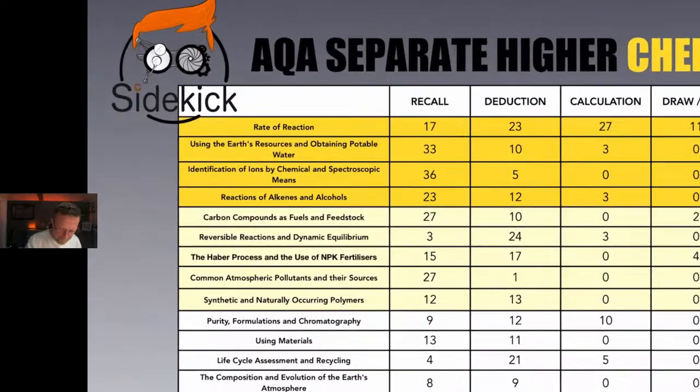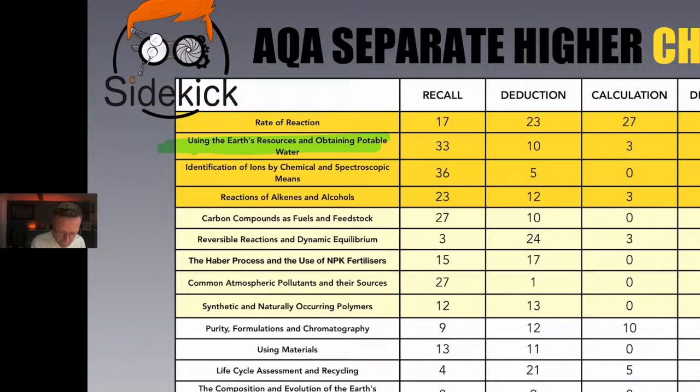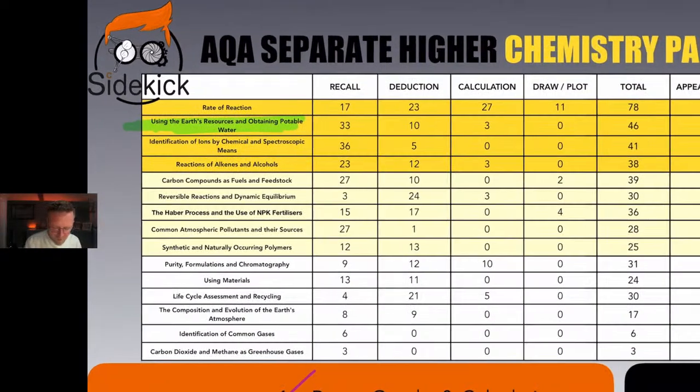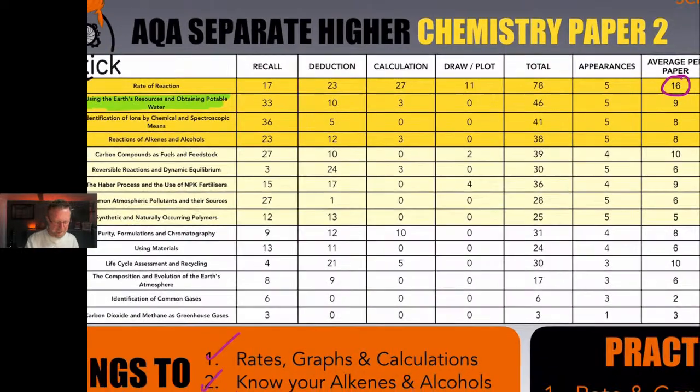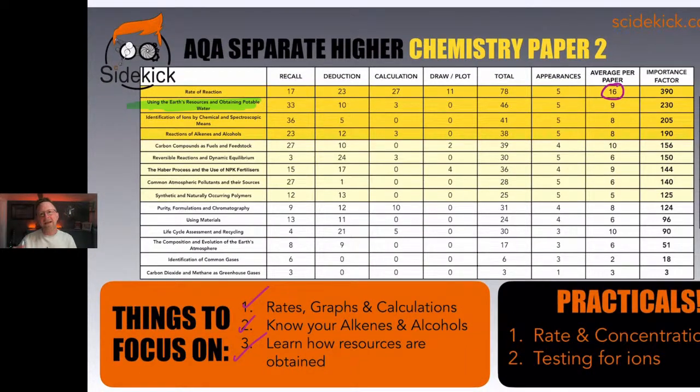The third and final highlight here is learn how resources are obtained. That is this bit: 33 marks, on average 9 marks per paper. Earth's resources and obtaining potable water. Know how we get drinkable water from different sources. Know the stages of the purification process. They can ask you to recall that, or they can get you to compare the different methods, like which is the quickest, which you think is going to be the most expensive, which is the best. So learn those. They come up every single year, so it will be easy marks for you if you've learned that.